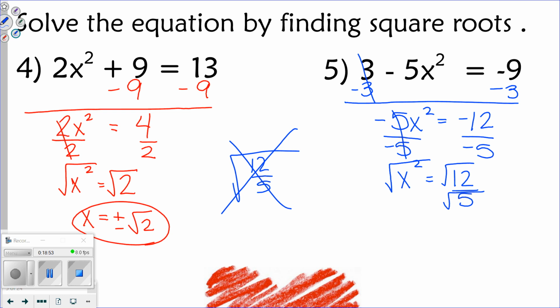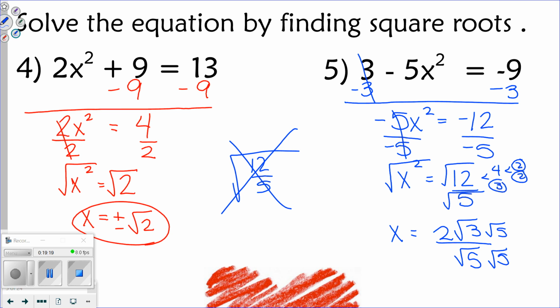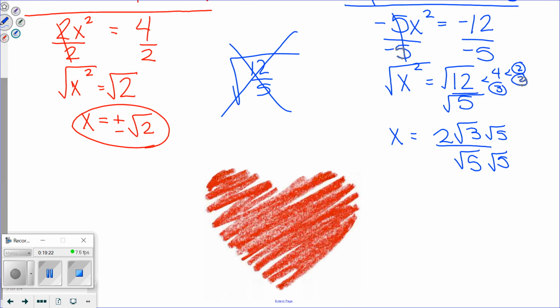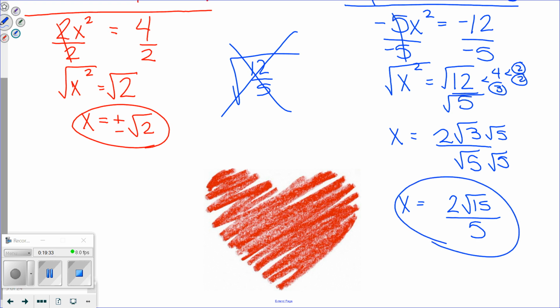All right, so square root of 12. It's not pretty, but we can do a factor tree on that again. Good. If you remember from before, it is 2 radical 3. Radical 5? That's just going to say radical 5. Is that a good answer? Yes. Multiply top and bottom by radical 5, because we can't leave that darn radical on the bottom. So we get x equals 2 radical 15 over 5. Good? Beautiful? Done? Plus and minus.